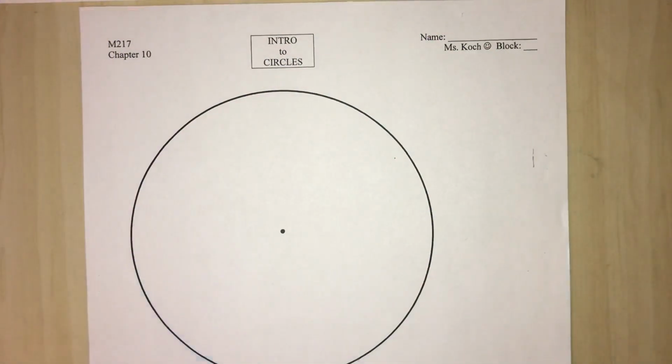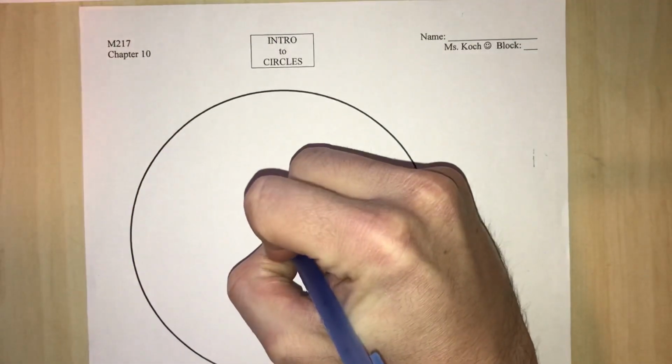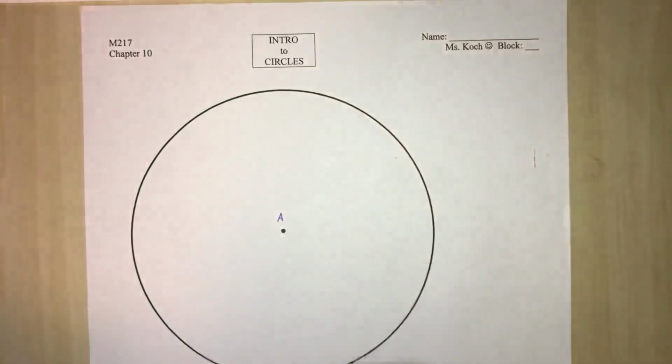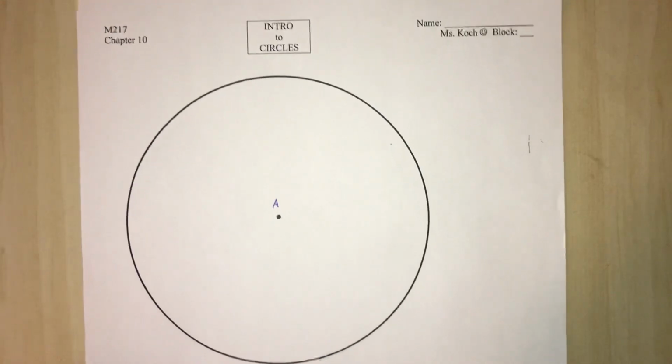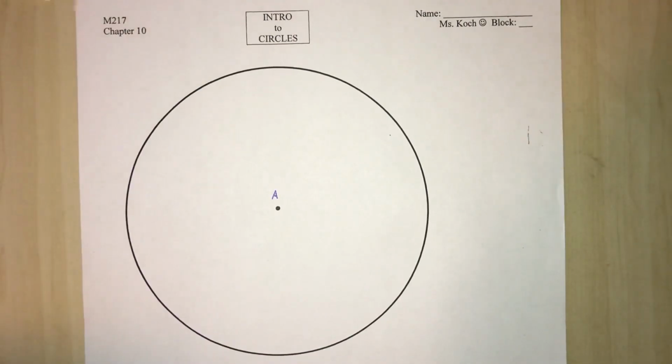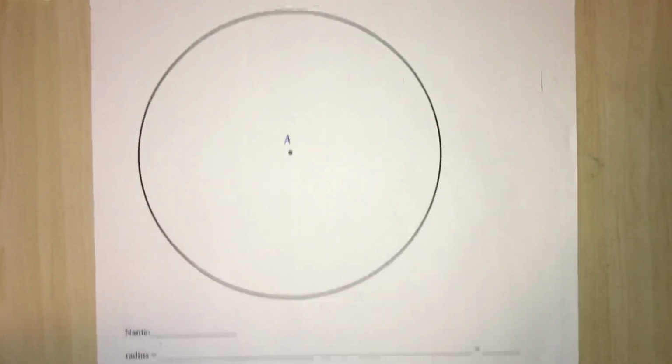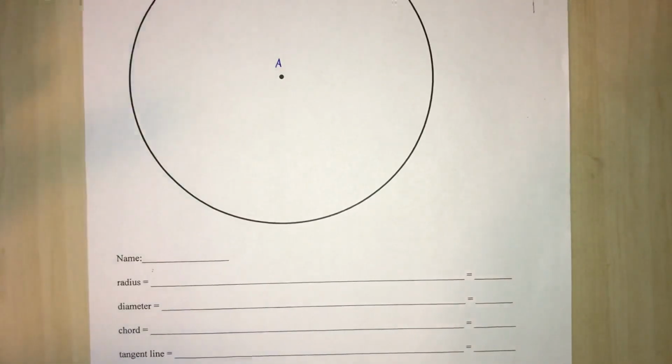Okay, let's start with our next unit, Chapter 10, Intro to Circles. So here's a circle, and in the circle, there's a center point, and we're going to call this center point A, okay? So, for example, at the bottom of your paper that you should see for day one on this e-learning chapter, you have all these worksheets. This is the first one. This is a note sheet.